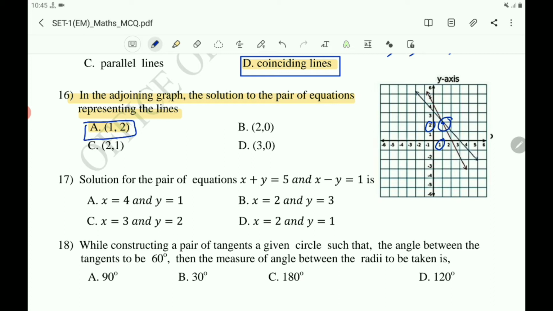Take the option A. They are intersecting at a point 1, 2. So 1, 2 is the answer here. Then you take the next question.